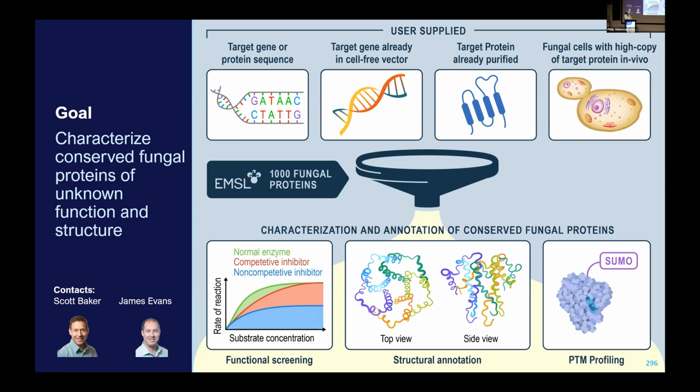It's drawn as a funnel right here because you've already heard about a range of different capabilities. We have over 150 high-end instruments on site at EMSL. So there's a wealth of information from nuclear magnetic resonance to cryo-EM for structural work to native mass spectrometry and other capabilities. All of those are wrapped up in this funnel, but really the output of whatever the user would provide is focused on functional screening, structural annotation, and post-translational modification profiling. This is really geared to link both the structural work and the functional work.